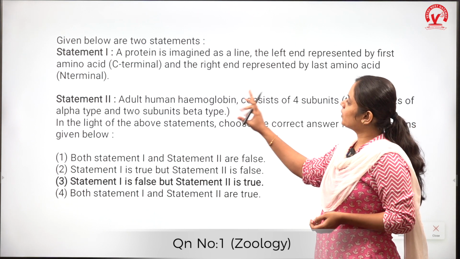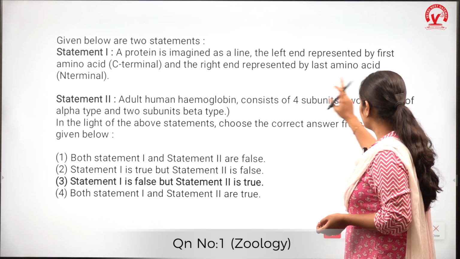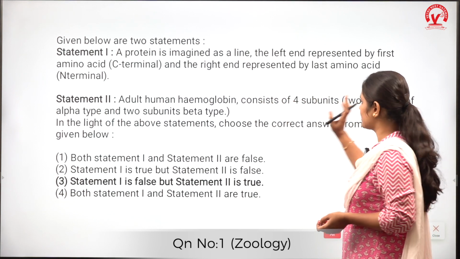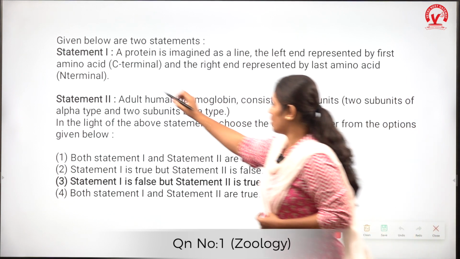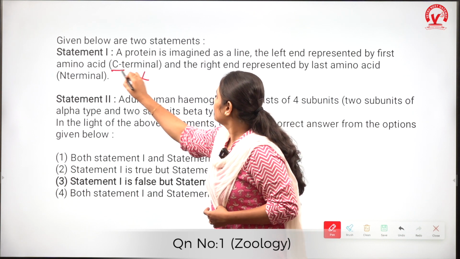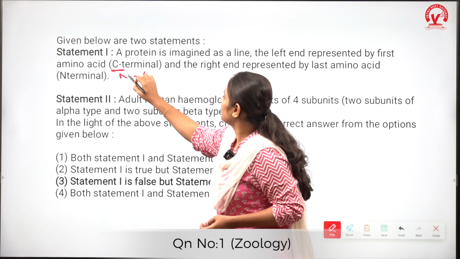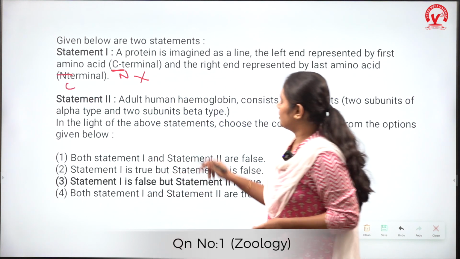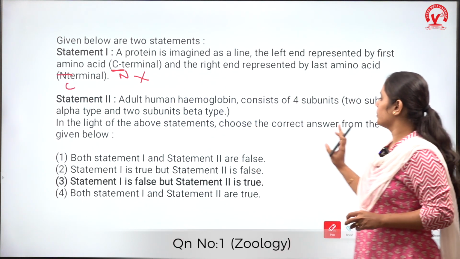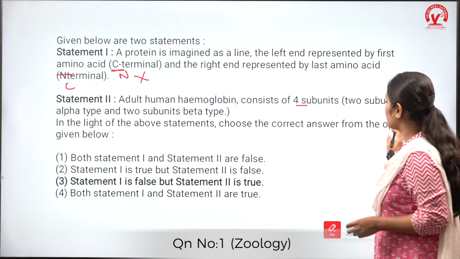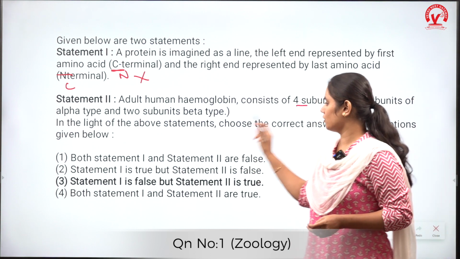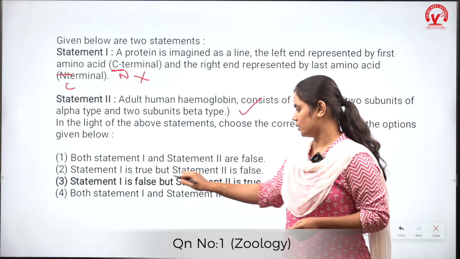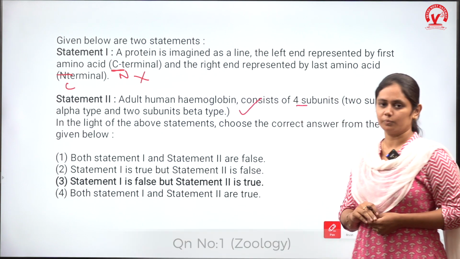Given below are 2 statements. Statement 1: a protein is imagined as a line. The left end is represented by the first amino acid, C terminal, and the right end is represented by the last amino acid, N terminal. This is wrong because the first amino acid will be represented by the N terminal and the last will be represented by the C terminal. Statement 2: adult human hemoglobin consists of 4 subunits, 2 subunits of alpha type and 2 subunits of beta type. So here this is correct. So the option will be statement 1 is false but statement 2 is true.